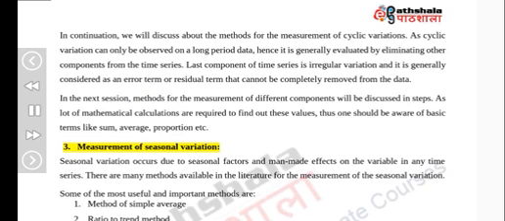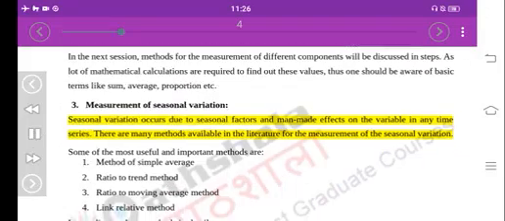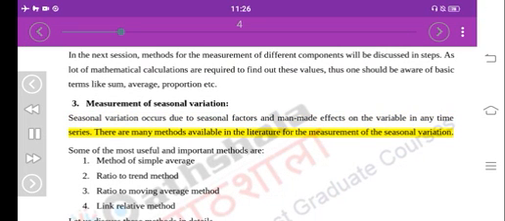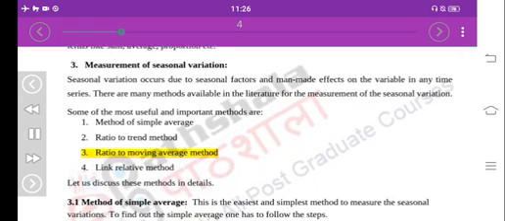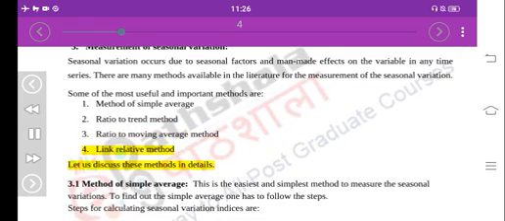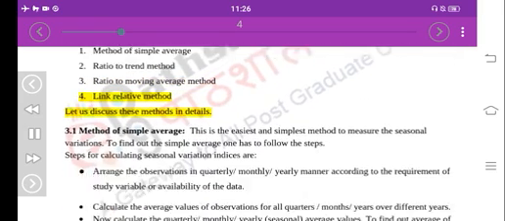3. Measurement of seasonal variation. Seasonal variation occurs due to seasonal factors and man-made effects on the variable in any time series. There are many methods available in the literature for the measurement of seasonal variation. Some of the most useful and important methods are: 1. Method of simple average. 2. Ratio to trend method. 3. Ratio to moving average method. 4. Link relative method. Let us discuss these methods in detail.